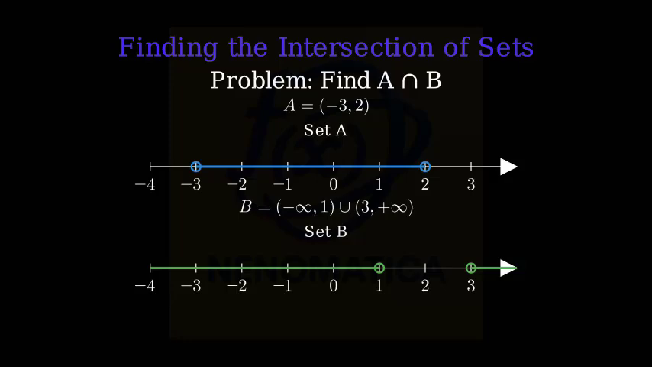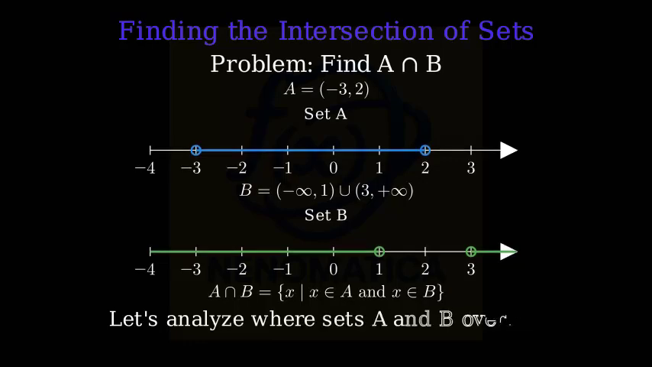To find the intersection of sets A and B, we need to identify all elements that belong to both sets simultaneously. The intersection is formally defined as A intersect B equals the set of all x such that x is in A and x is in B. Let's analyze this step by step.